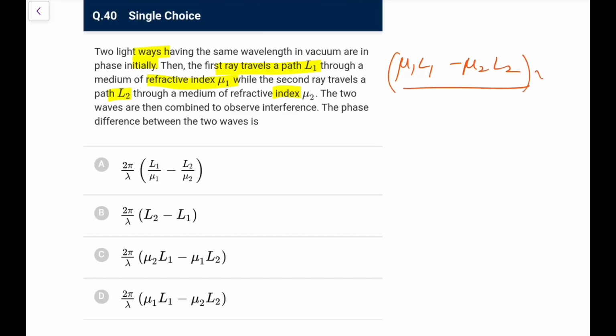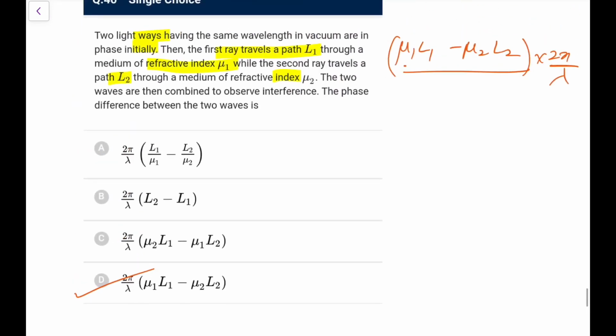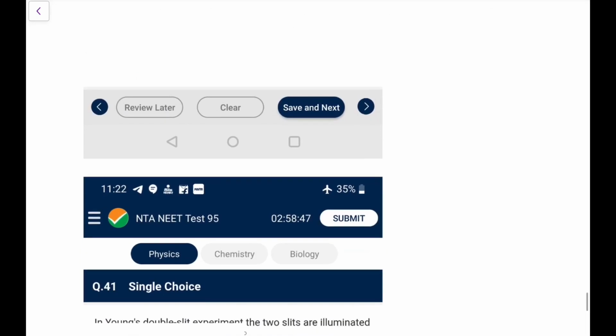So that is the path difference, that multiplied by 2 pi by lambda, that we can directly go for. So in this case you are left with this choice, which is the option D, that is right. So we just calculated this with respect to vacuum, so we can use that lambda of vacuum.